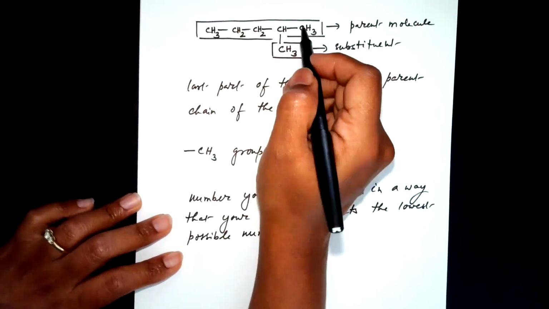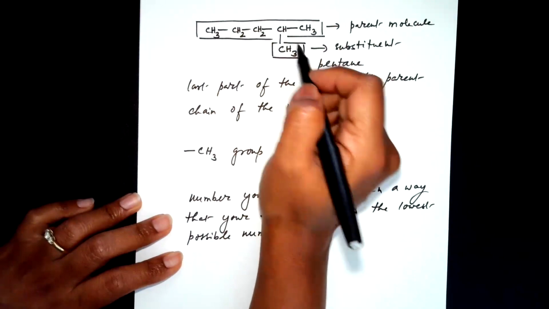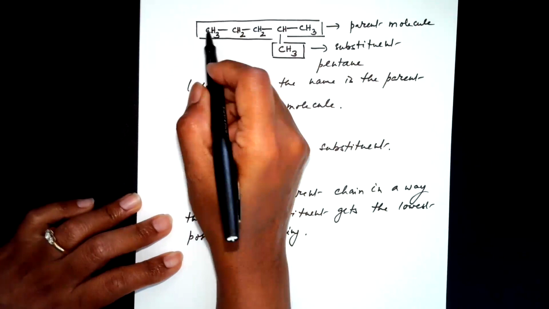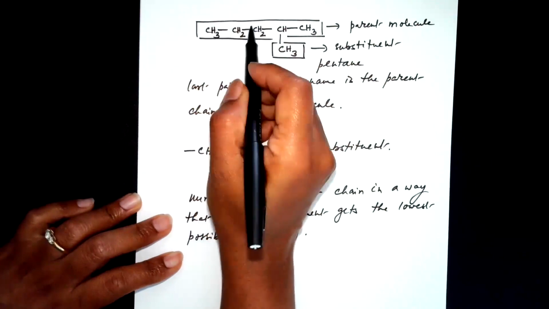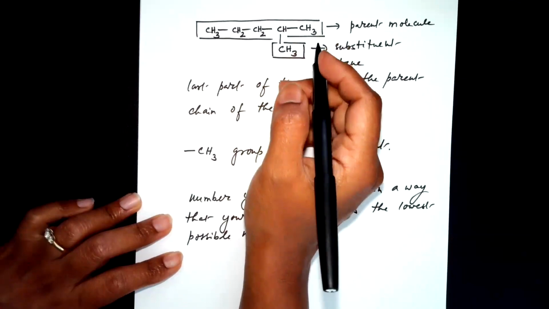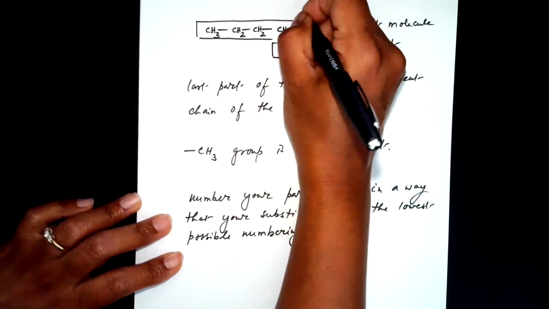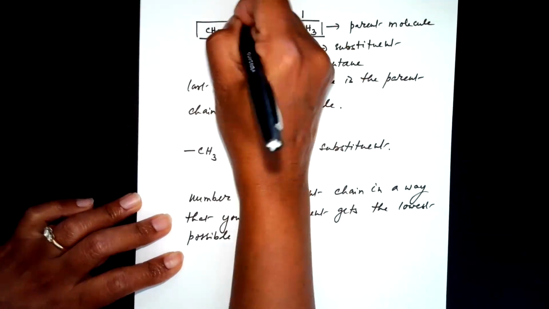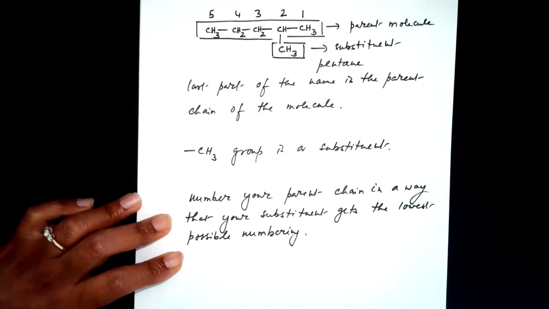If I start from this end as carbon 1, then my substituent would be at carbon 2. If I would have started from this end as carbon 1, my substituent would be at carbon 4. It is lowest possible numbering. So I would have to start counting here. This is carbon 1, 2, 3, 4, and 5.